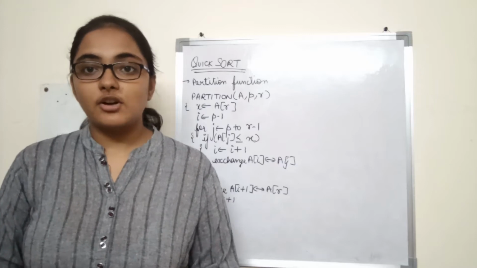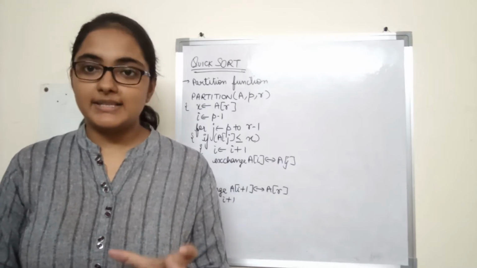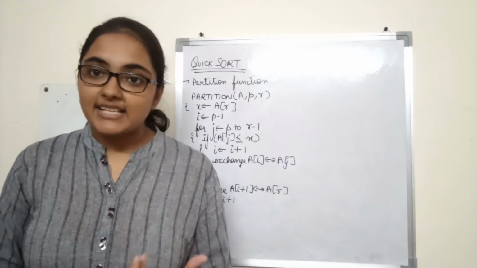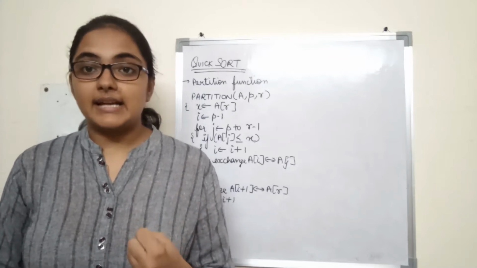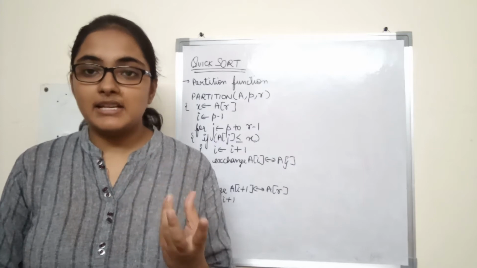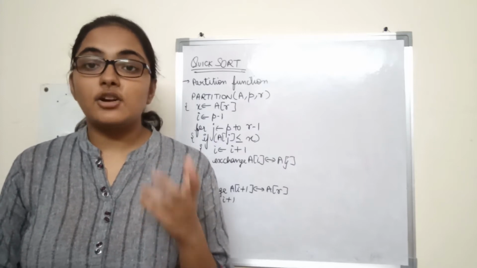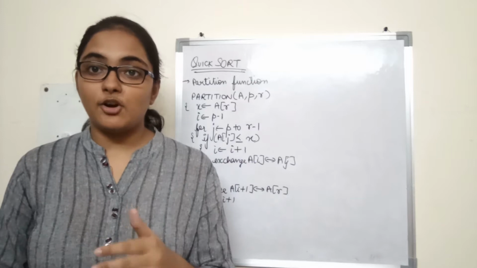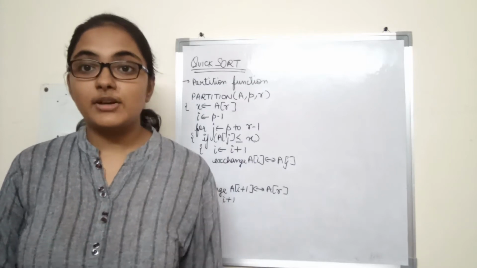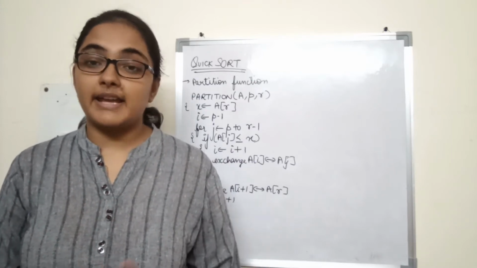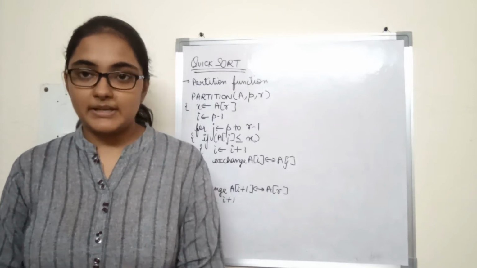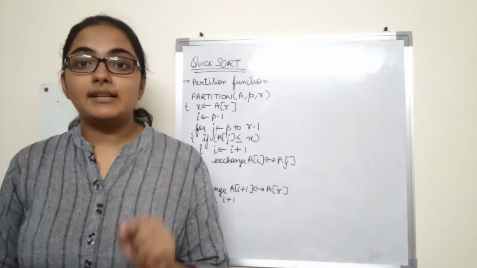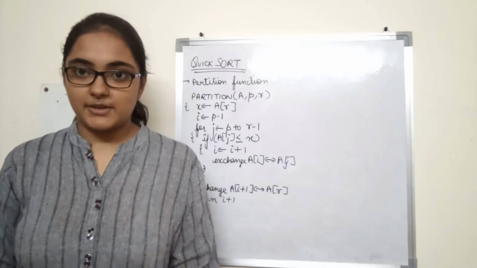And also quicksort is an in-place algorithm. What is an in-place algorithm? It takes a constant amount of extra space. That is, the space complexity is theta of 1, that is, it does not require space depending on the size of the input. So it is a very good thing that an algorithm is in place. In-place algorithms are the ones that take a constant amount of extra space.